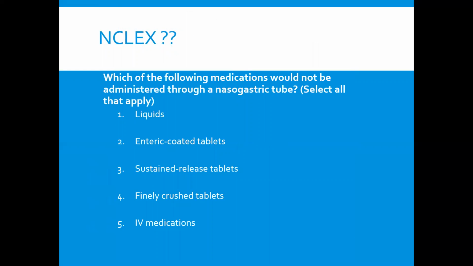NCLEX style question. Which of the following medications would not be administered through an NG tube, a nasogastric tube? And select all that apply. So liquids, enteric-coated tablets, sustained release tablets, finely crushed tablets, or IV medications. Take a moment and look at those.